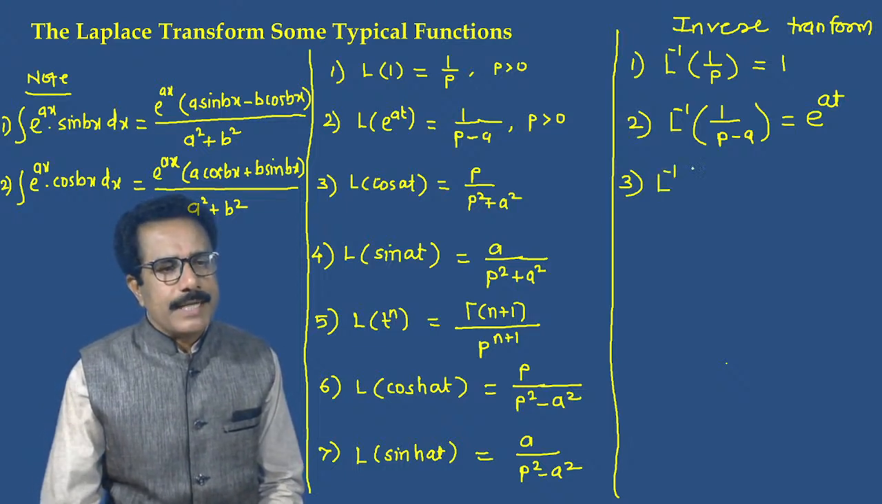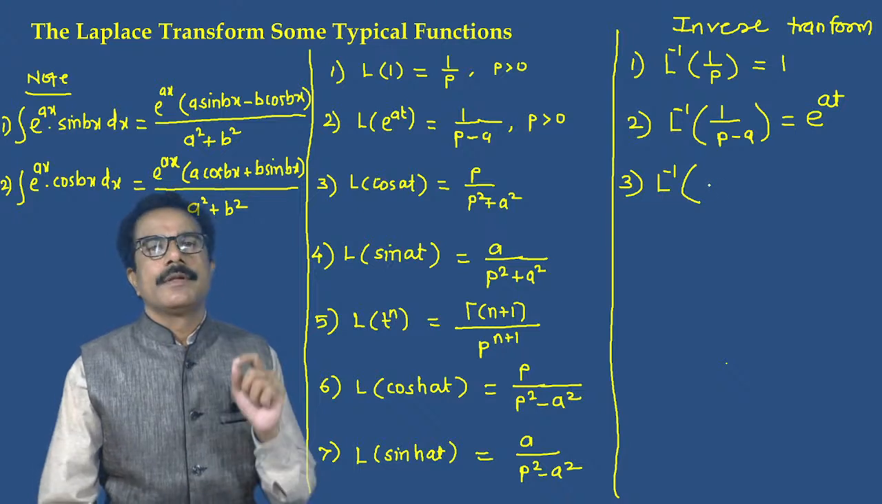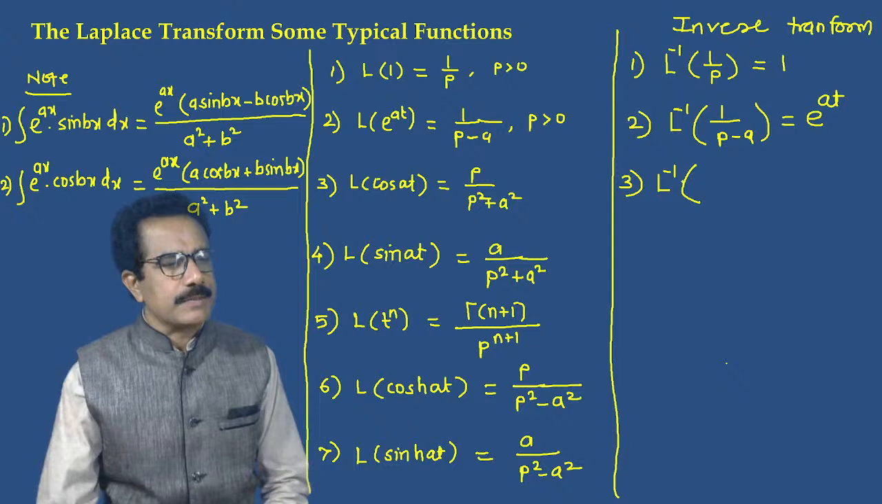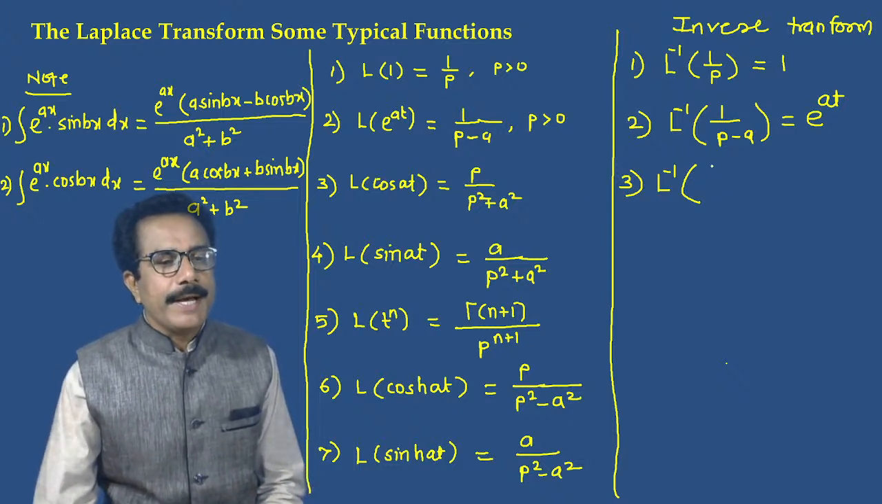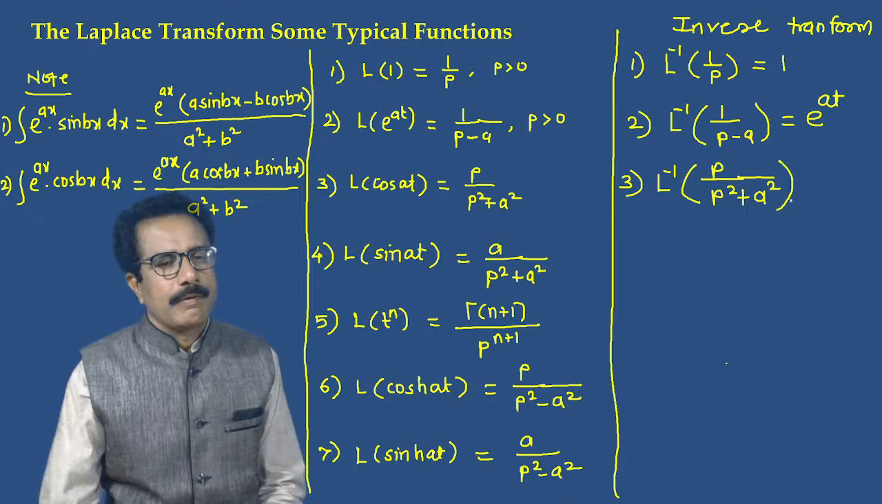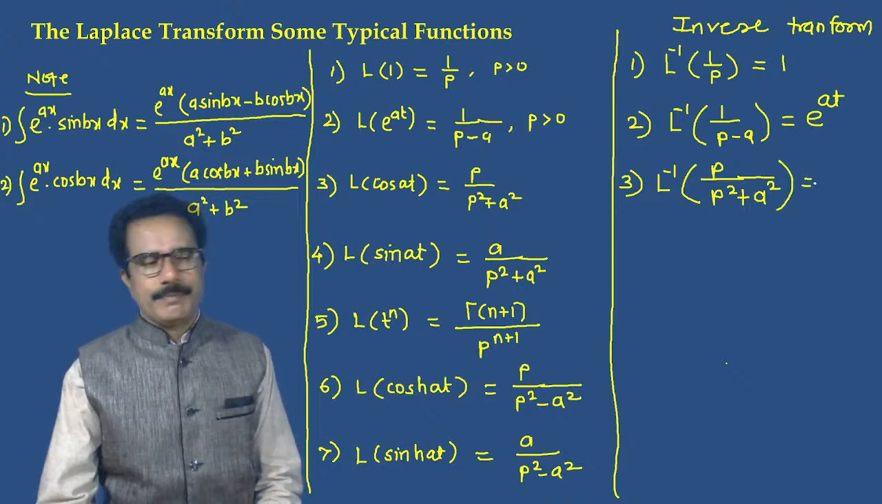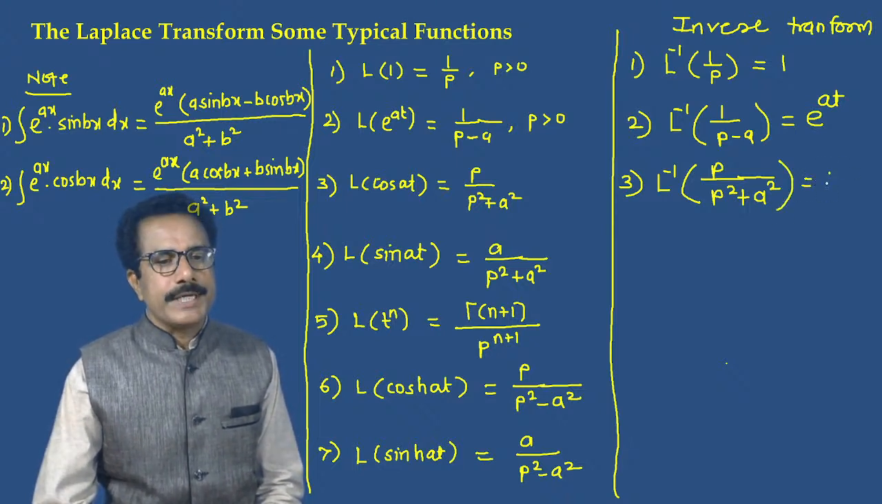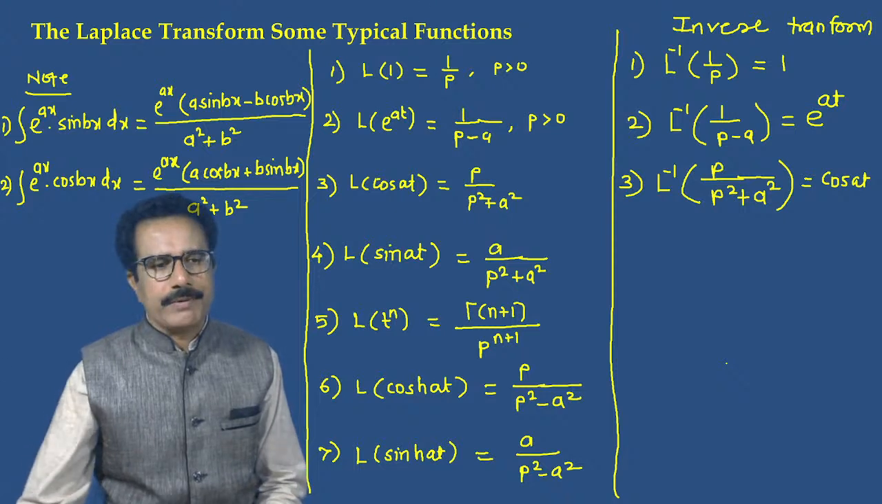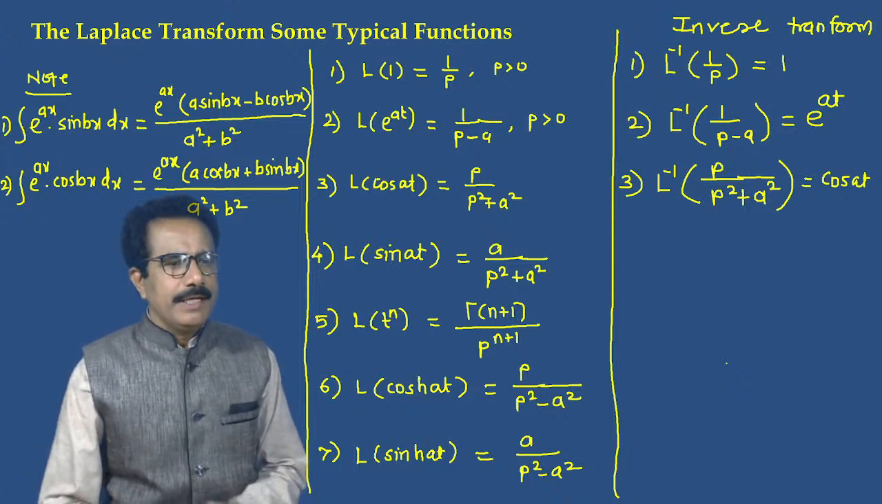Inverse Laplace transform of p divided by p square plus a square is equal to cos at.